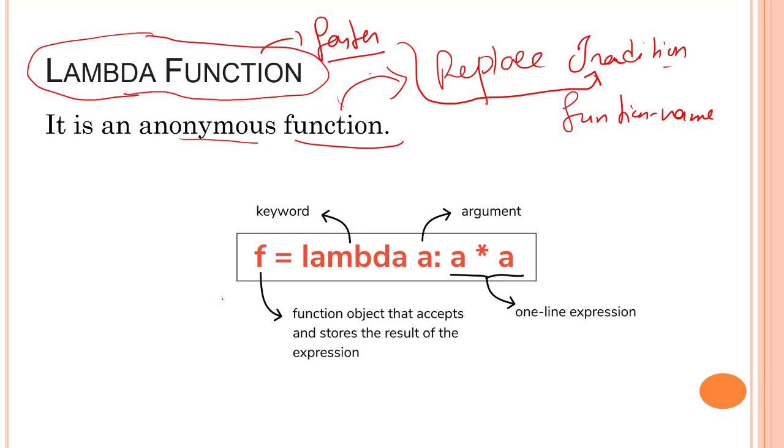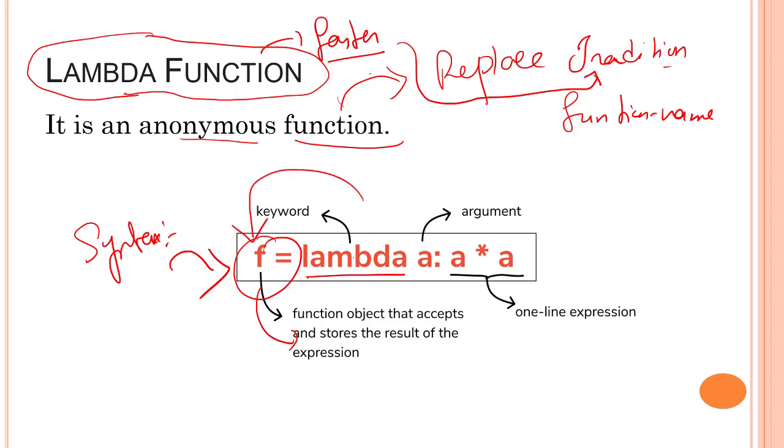So there is a syntax for how to use it. This will be the syntax for your lambda function, where we are using the lambda keyword. This f is your variable name or function object that accepts and stores the result of the expression. Whatever result we get will be stored in the variable here.